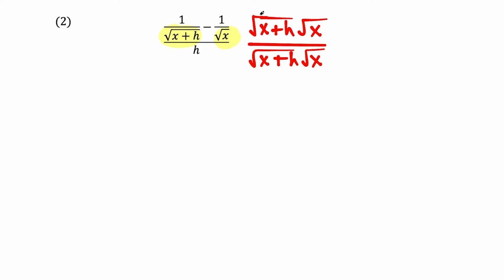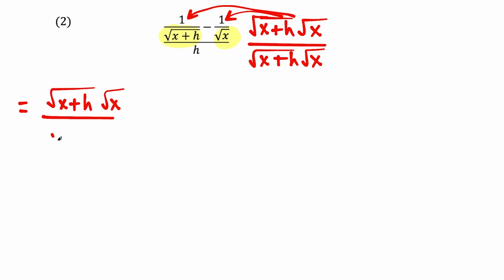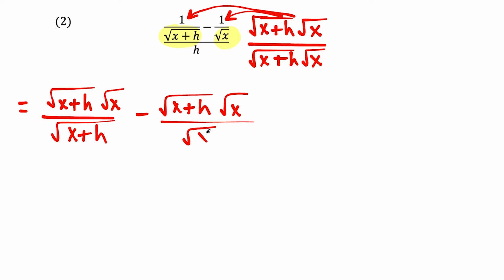So we are distributing the two terms here to the first fraction and the second fraction. So in the next line, we're going to have radical x plus h times radical x times 1, which is just this here, over radical x plus h. And then we have minus radical x plus h times radical x over radical x. So just make that a little neater. And then in the denominator, we have h times radical x plus h times radical x.